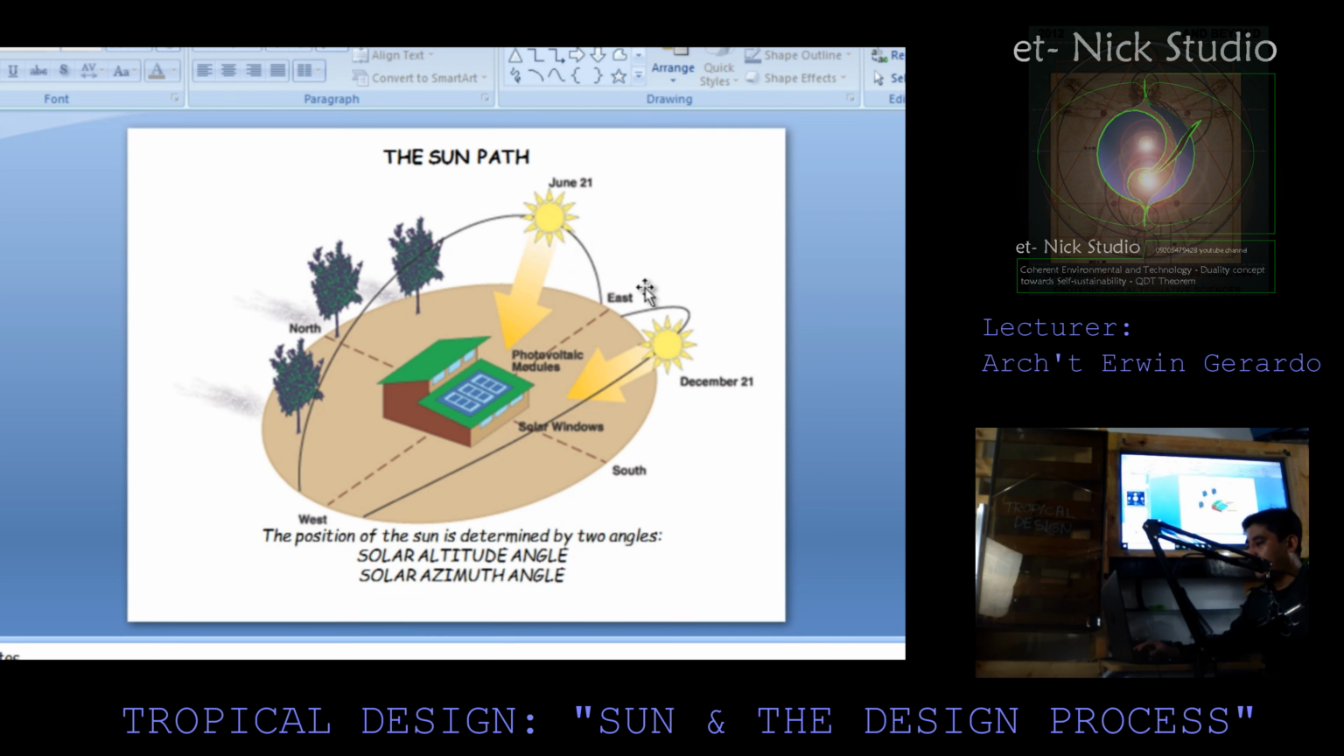So take note that the sun rises through the east. Let us say that this is 6 o'clock AM, from the east, and then the west is actually the sunset. So the time allotted here is 6 p.m.